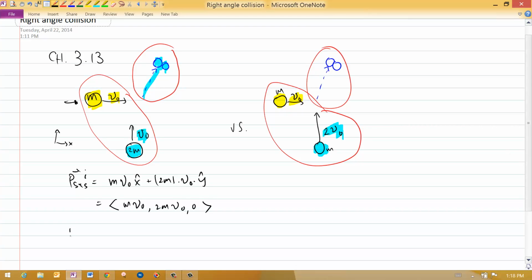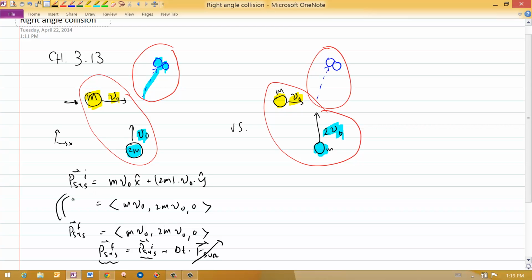After the collision, it's got to be the same. The momentum of the system final is equal to the same thing, m v0, 2m v0, comma 0. That's the momentum principle, because there is no impulse from the surroundings: p system final is equal to p system initial plus delta t times the net force from the surroundings. In this case, there is no force from the surroundings. It's the two forces between the cars that are the only thing going on. This is happening, say, on a frictionless surface. So the final momentum is equal to the initial momentum, because of the momentum principle.